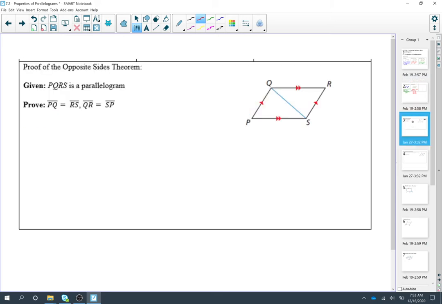Now, before we use these theorems, I am going to make you prove two of them. So the first one we're going to prove is the opposite sides theorem. Now, keep in mind that the opposite sides theorem says that QR is congruent to PS, and it also says that QP is congruent to RS. But if you look at what we're trying to prove, we prove the theorem so that in the future we can just use it. In order to do this, we're going to use a two-column proof.